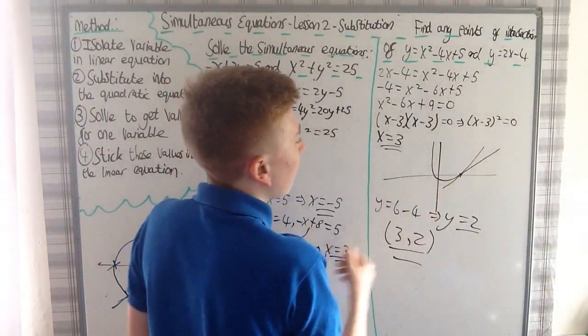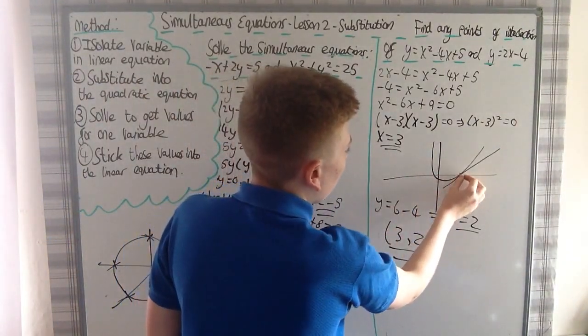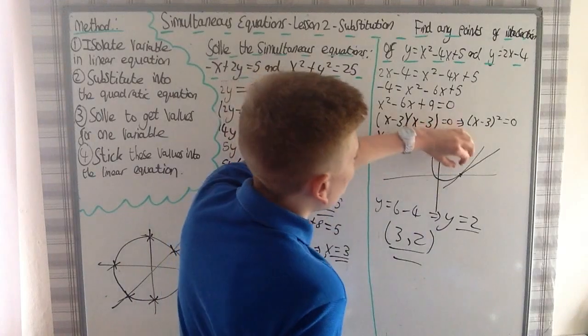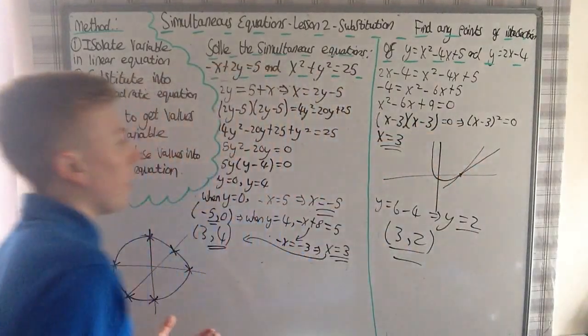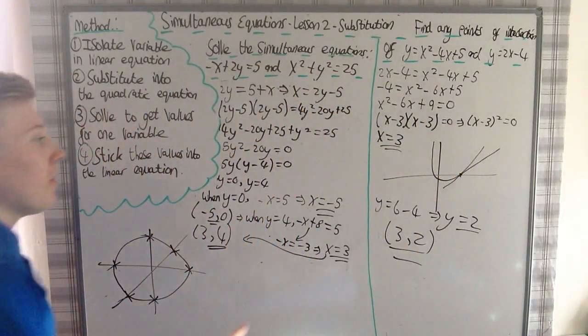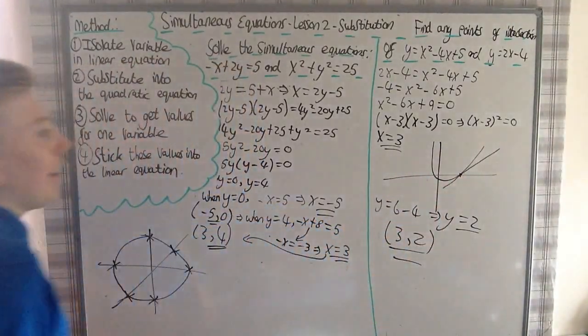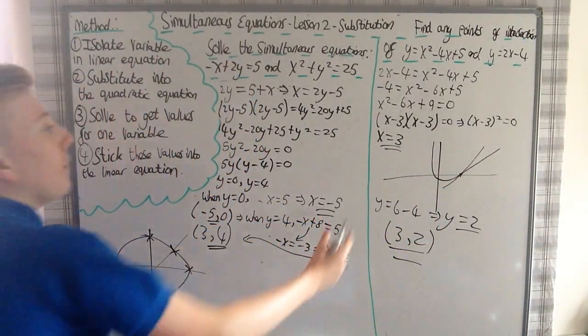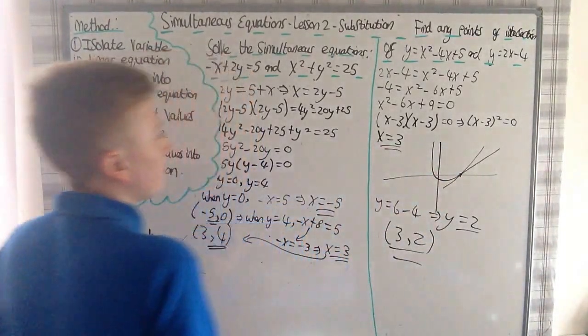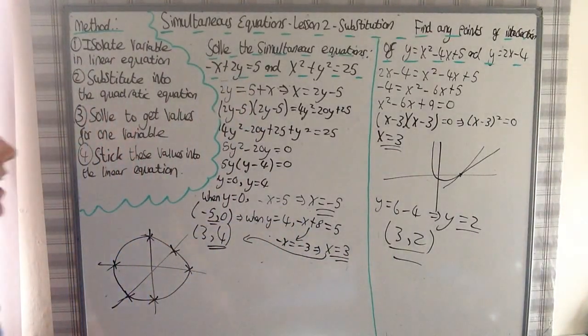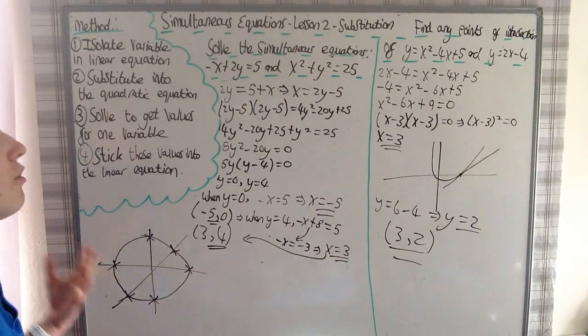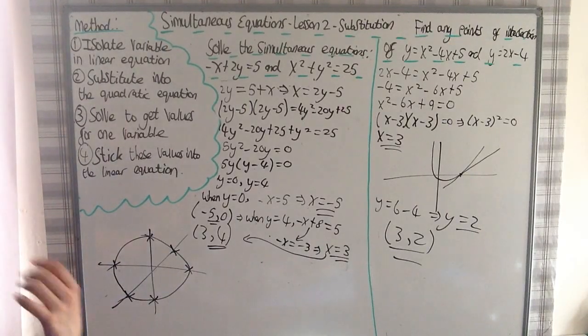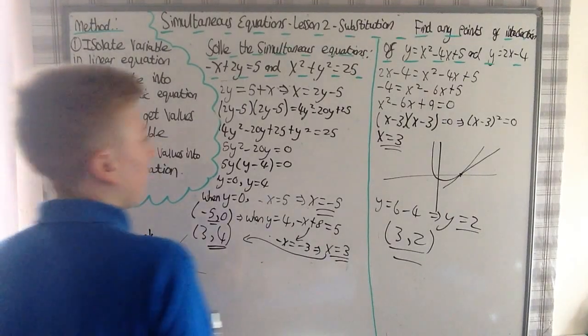So in reality, this graph would look slightly different. The line would move up 2, okay, on the y-axis. But that's just the idea of what's going on, okay? We have a tangent. That's why we only have one value of x. So, we've now found the coordinates of both and we've solved both equations. So this is how we solve simultaneous equations when we have one which is a quadratic.